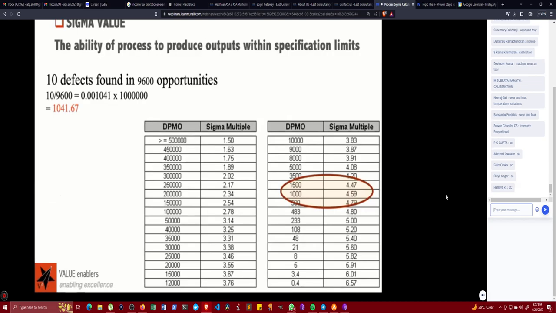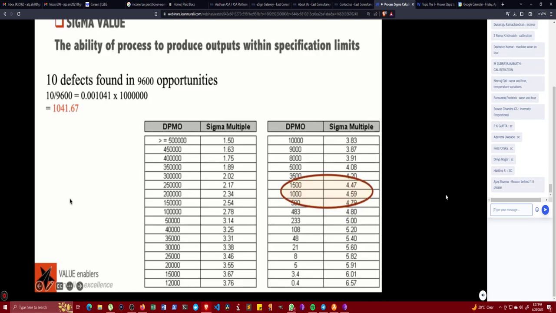They just say that to be on the safer side, reduce 1.5, so that you can be very sure that over a period of time, even if it decreases, this will be the sigma value. Why 1.5? Yes, always 1.5. It is how the statisticians have proved.